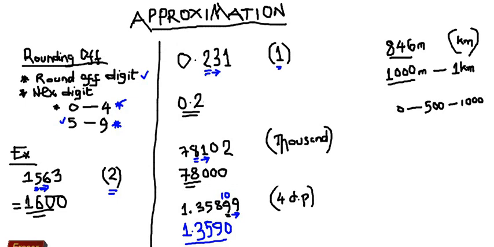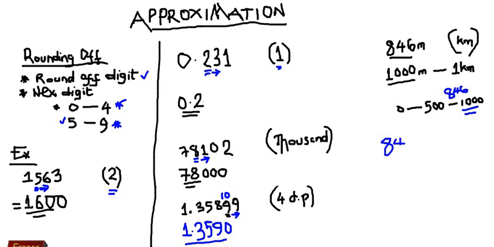800 may be considered to be close to 1. 846 meters will be in the upper half. So it means the 800 can be estimated to be 1000 because it is closer. It can be perceived to be closer to 1 kilometer. All right.